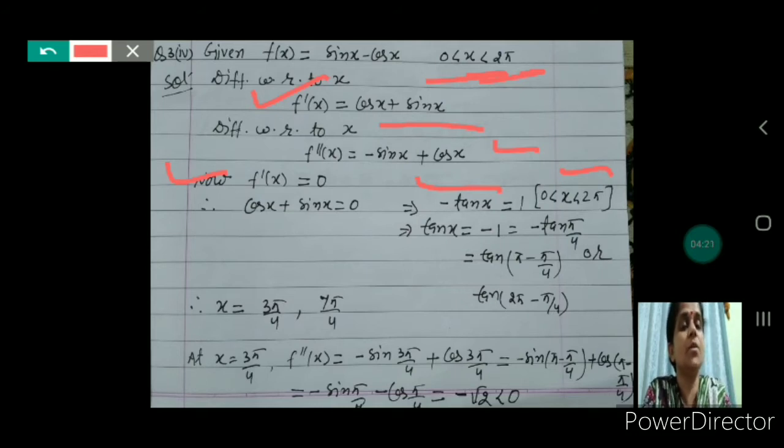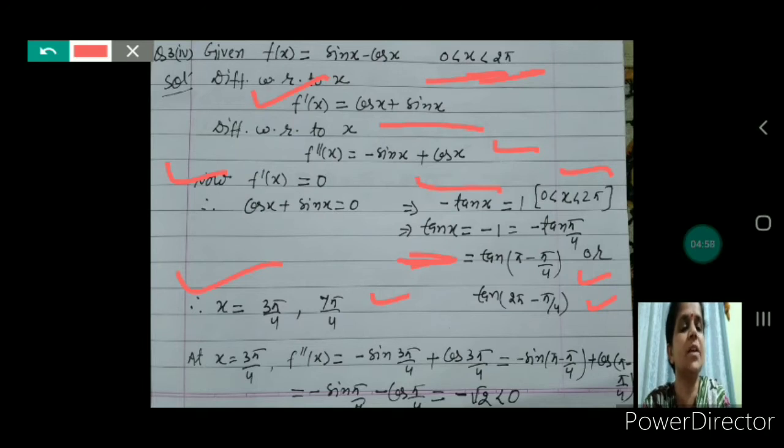Okay, and you all know that tan x is negative in the second and fourth quadrants. So take here tan of pi minus pi by 4, which is second quadrant, and tan of 2 pi minus pi by 4, which is in the fourth quadrant. So you will get two values of x, 3 pi by 4 and 7 pi by 4. And now at these values find the local maxima or local minima. First at x is equal to 3 pi by 4, find f double dash x.